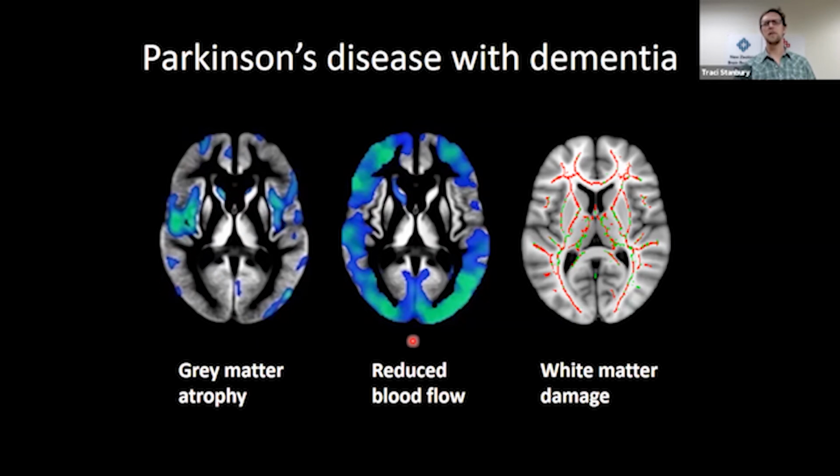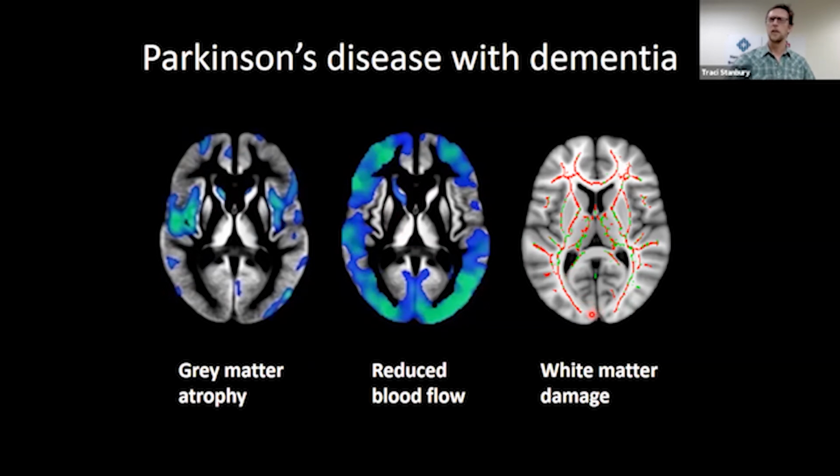Now, if we move to the middle image here, we're looking at blood flow. Once again, blue and green now indicate significant loss of blood flow to the brain. And you can see this is actually much more extensive. This is essentially covering the entire cortex and some subcortical areas where we see this reduced blood flow in the group with dementia relative to healthy individuals and those Parkinson's patients without dementia.